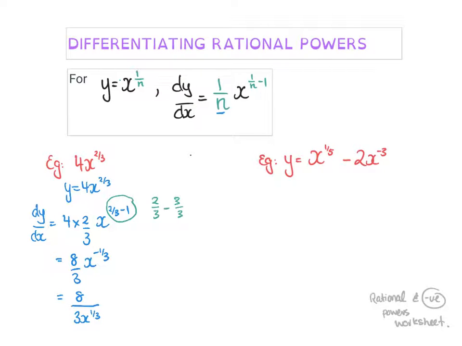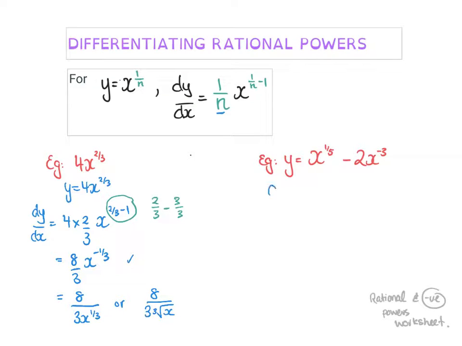Or this also could be written as 8 over 3 times the cube root of x, because remember, something to a power of 1/3 could also be the cubic root of x. So in multiple choice, you might have a couple of answers you might have to look for. But either way, if they don't say a positive power, it's okay to leave it there.